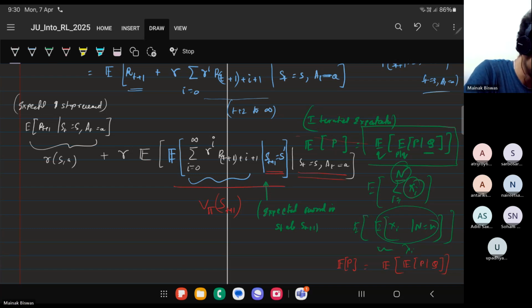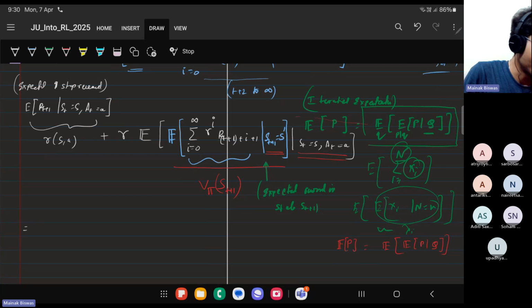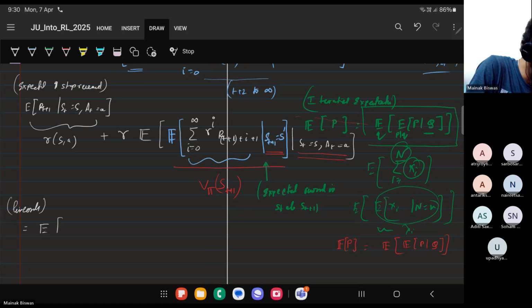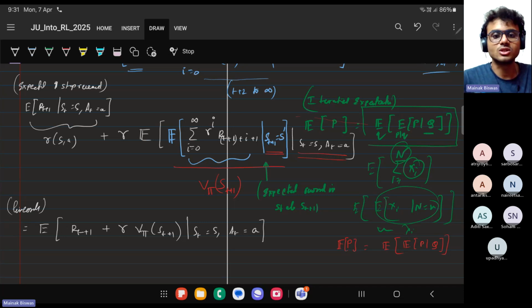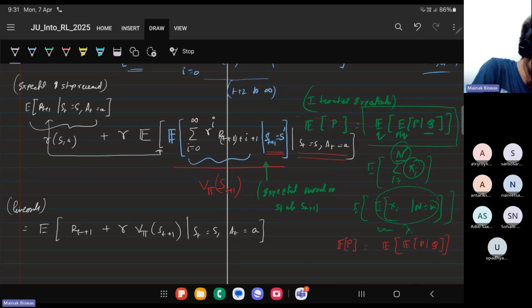Okay. So I can write this, again using linearity, as the expected value of reward RT plus 1 plus gamma times V pi of ST plus 1, given ST equal to S, AT equal to A. Clear to everybody? Any questions? I just added both the expectations, this and this.